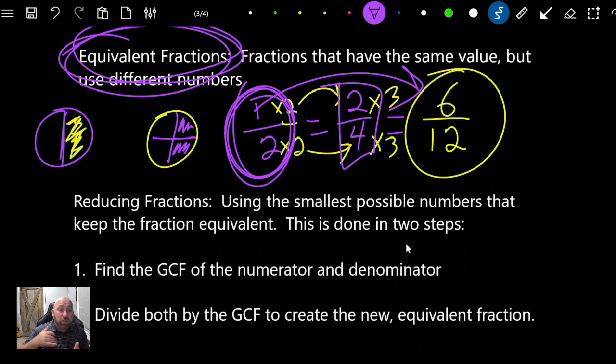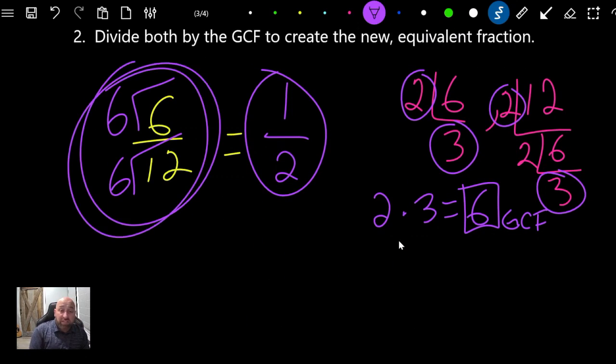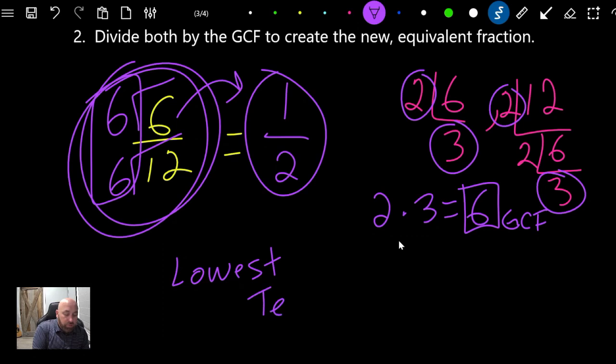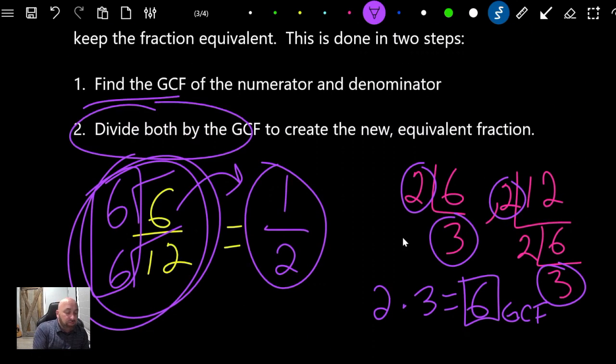It doesn't matter how we do this. If we keep multiplying by the same thing, we're going to continue to get equivalent fractions. If we divide by the same thing, right, we're dividing by 6, if we divide by the GCF, we're going to reduce it back to what's called lowest terms. I'll write that. Lowest terms. Okay, and you're going to hear me say that a lot. I'll say reduce that to lowest terms. The way that you do that is you find the GCF and then you divide by the GCF. That simple, okay?